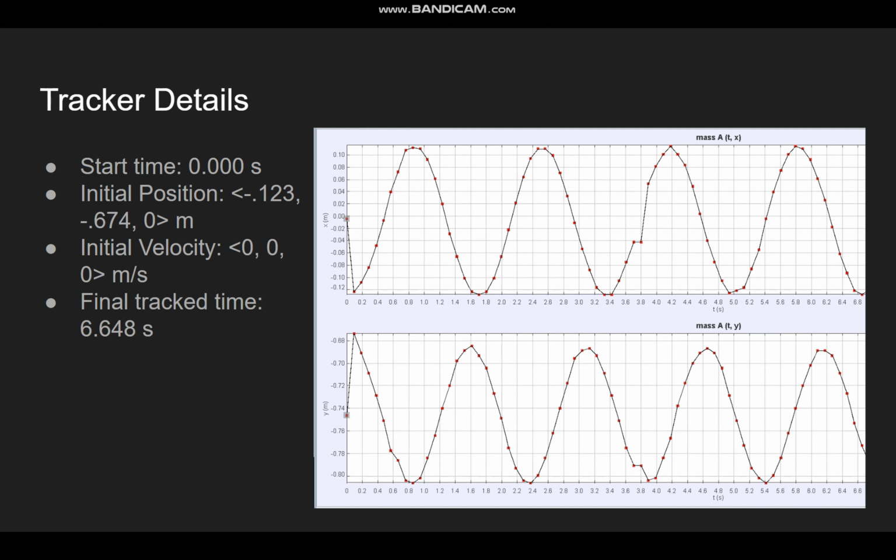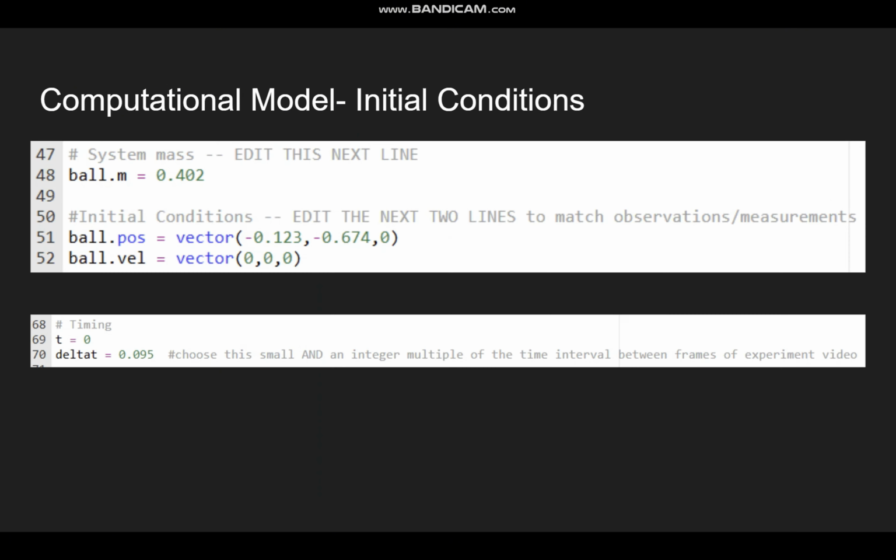Tracker details. Our start time is 0 seconds, our initial position is seen on the screen, and our initial velocity is 0 as the mass started from rest, and the final track time is 6.648 seconds, as seen in the models here. Computational model initial conditions. The mass of the ball is 0.402 kilograms, as specified in the pre-lecture videos, and the ball position and velocity are seen on screen, as specified on the previous slide. Our delta T is 0.095 seconds, as this is the time increment between frames in our video.